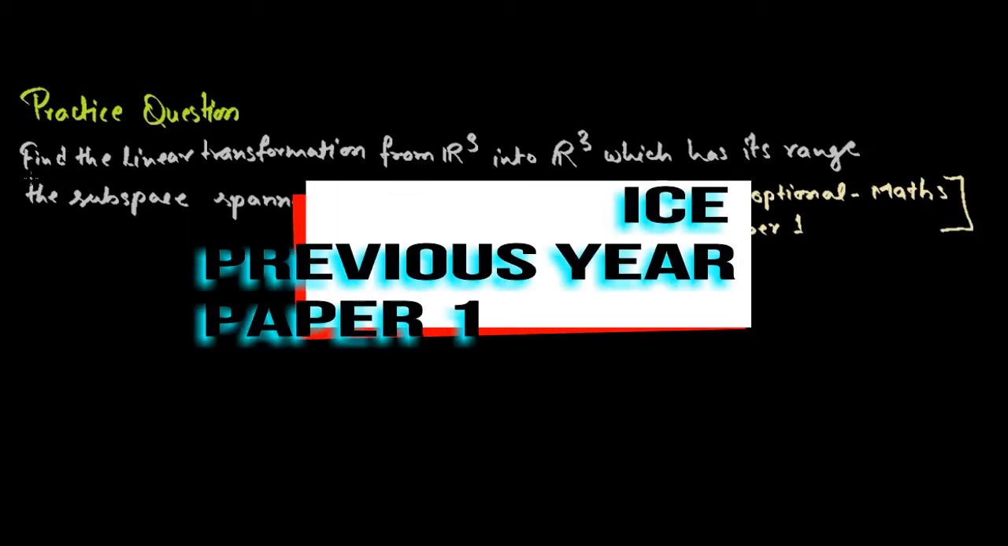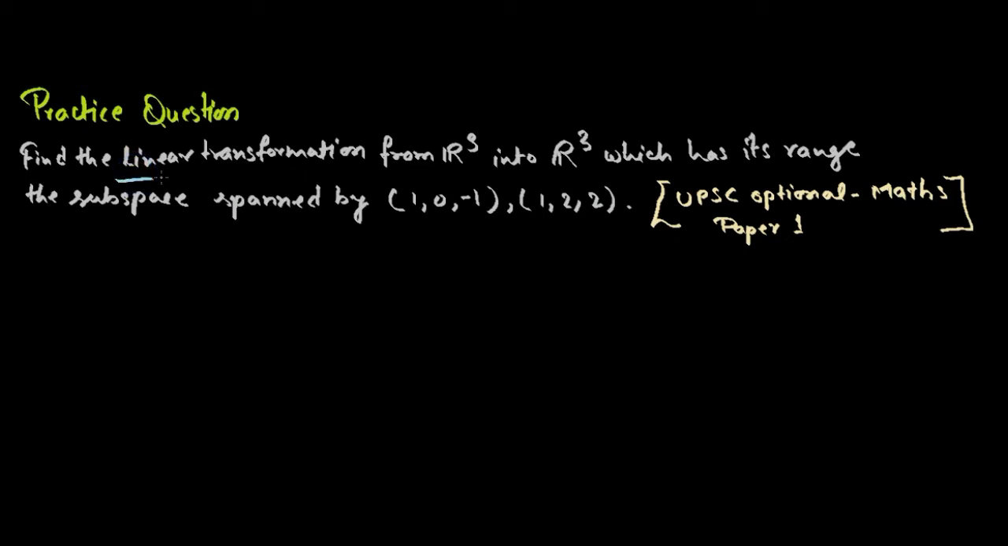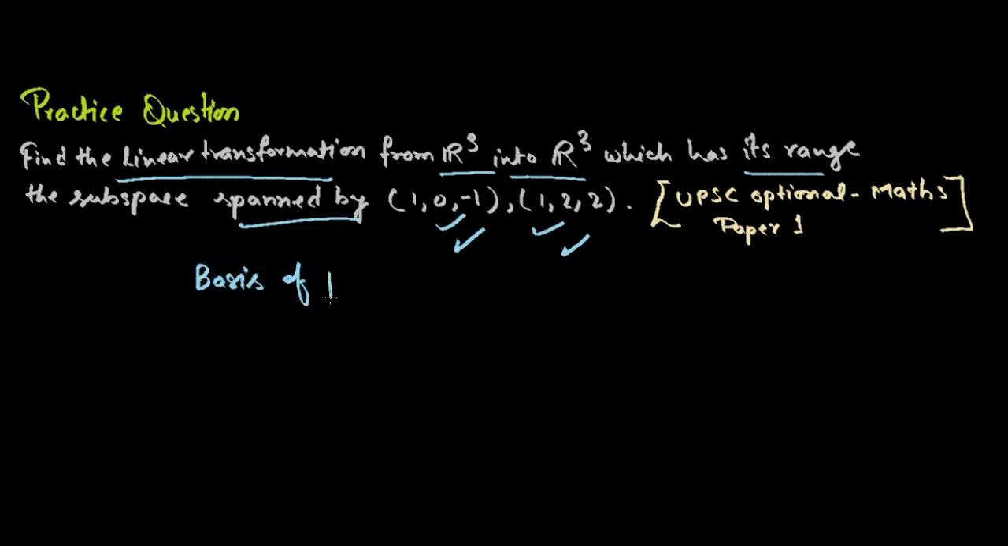So this is the question: find the linear transformation from R3 into R3 which has its range spanned by these two vectors. Okay, so the basis of the range is given. These vectors are forming the basis of the range. So the basis of the range will be the set of these two vectors.